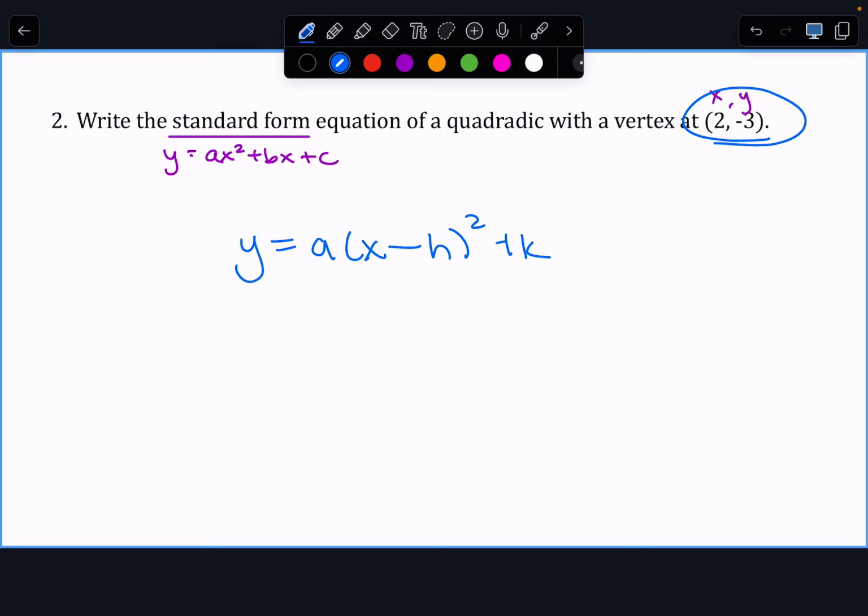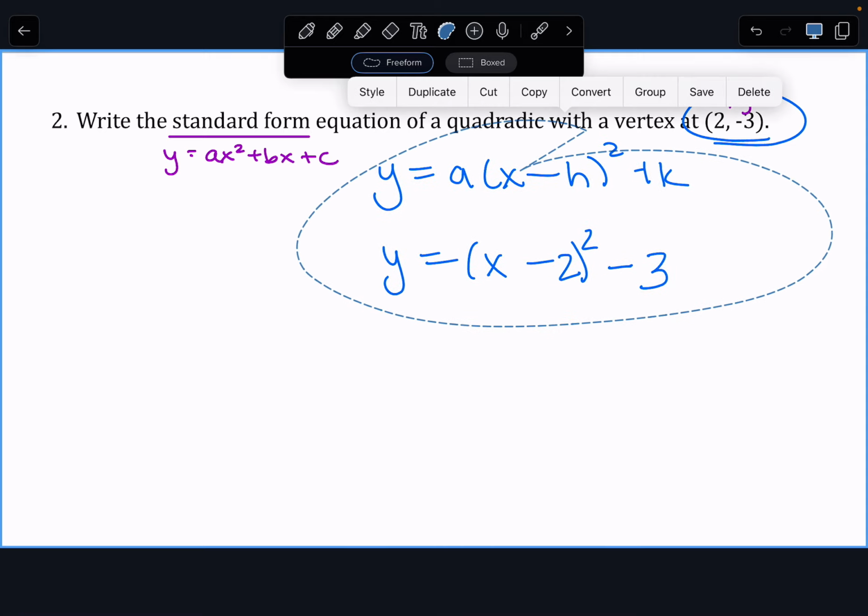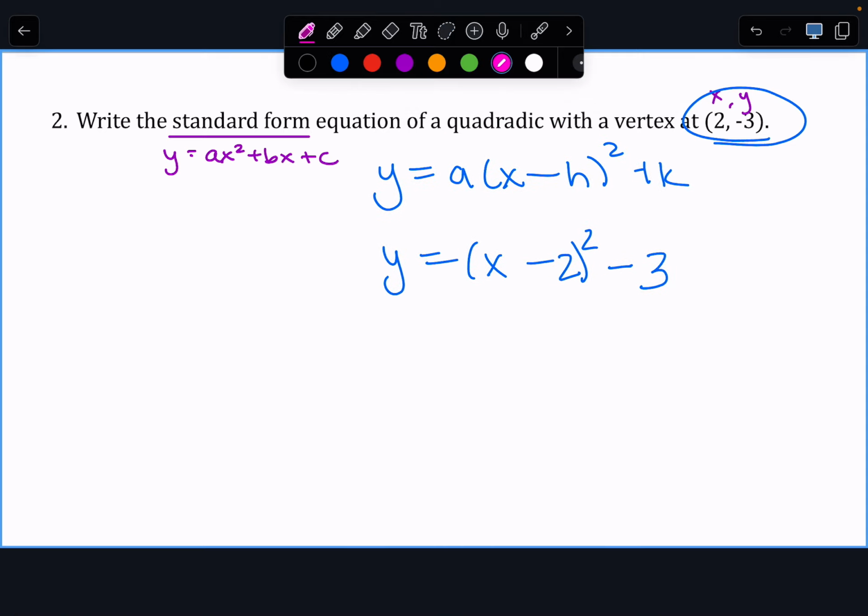And we know our vertex, right? That's why I said I liked the x minus 2. If our vertex is 2, -3, we can throw it in there to our vertex form. Now, how do I get something that looks like this to look like that?